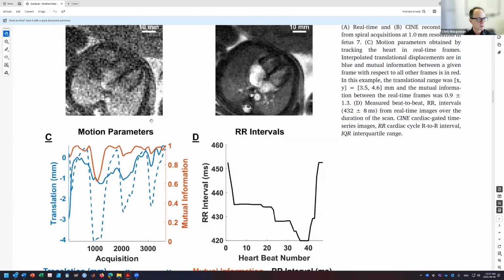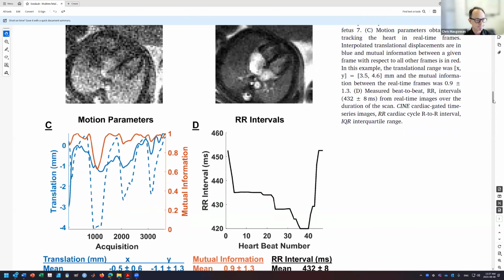This gives us not only motion correction, but also motion data rejection. There's an outlier criterion to eliminate data which doesn't have high enough mutual information. These are some of the R-to-R intervals that are detected throughout the cardiac cycles of that acquisition.